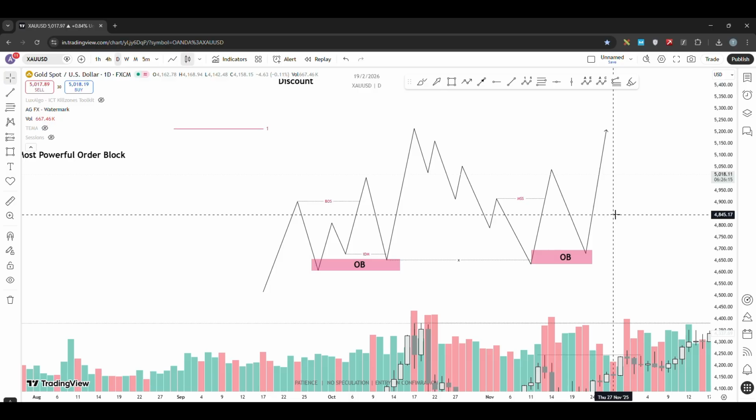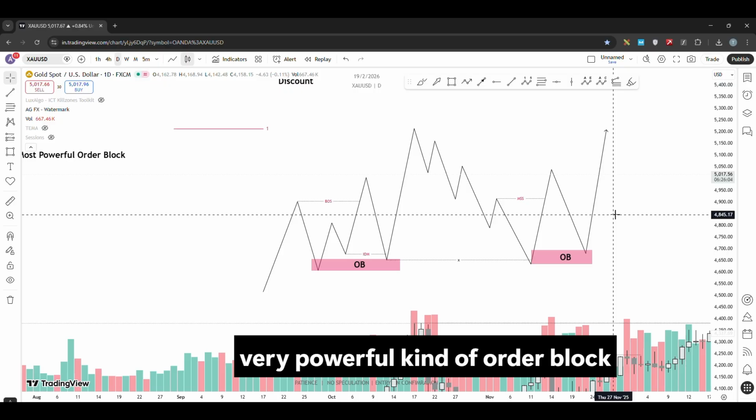Now this structure, this setup can be used in any kind of time frames, whether it is 1 hour, 4 hour, daily, weekly, in all the time frames. This will be a very powerful kind of order block that you can look for.